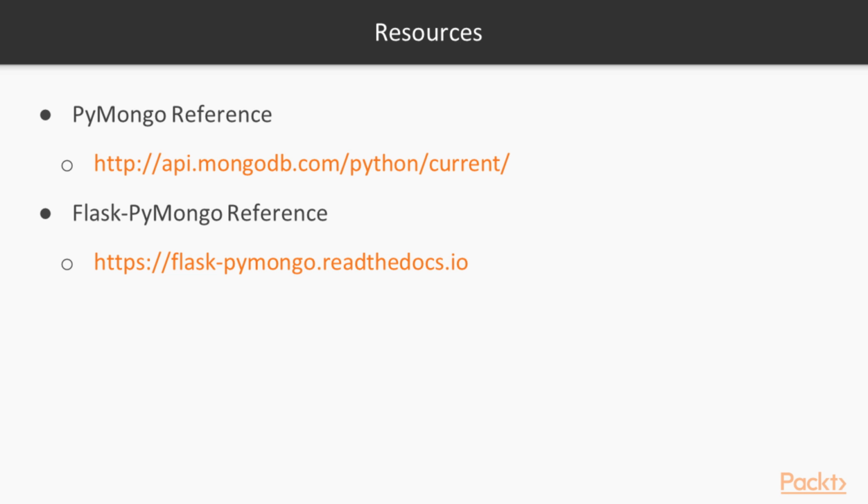So if you'd like to look up some of these resources, you can find information on PyMongo, the full documentation at api.mongodb.com. I've got the link right there. If you would like to learn more about Flask-PyMongo or Flask itself, you can look at flask-pymongo.readthedocs.io.